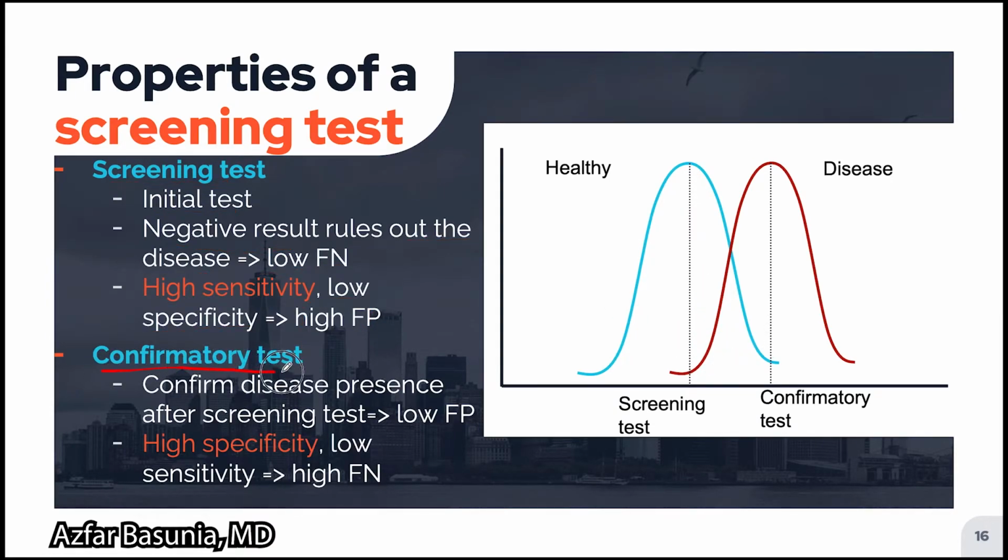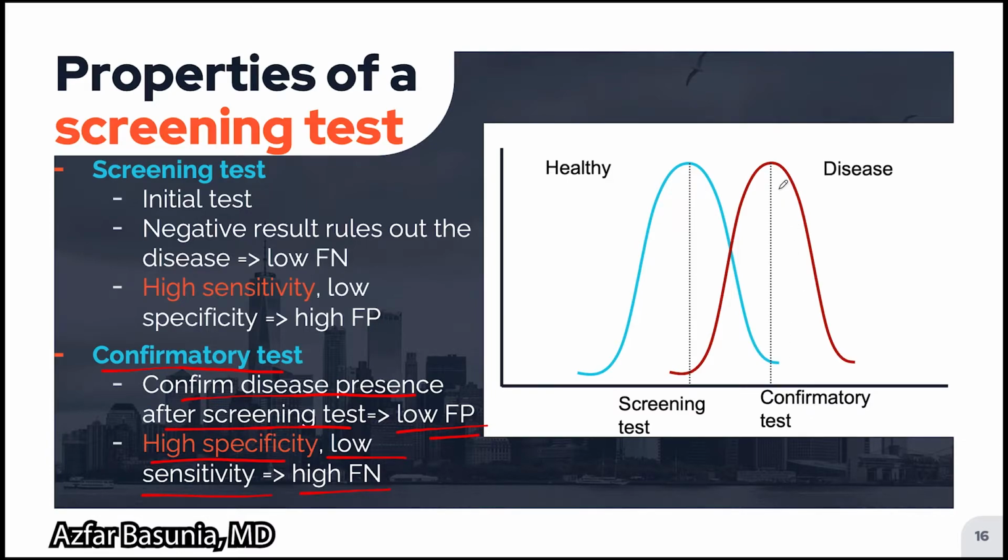A confirmatory test confirms the presence of the disease and is usually done after a screening test. Importantly, confirmatory tests have low false positive rates. Very, very high yield to know that an ideal confirmatory test should have a high specificity, which leads to low sensitivity and high false negative rates.